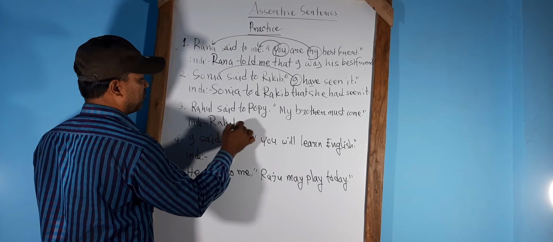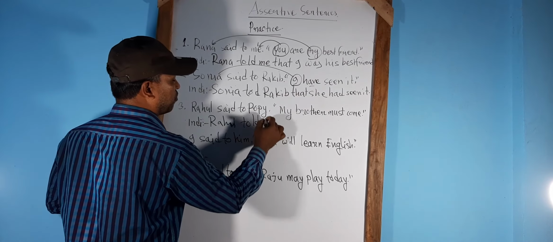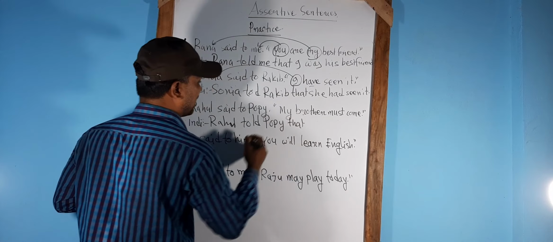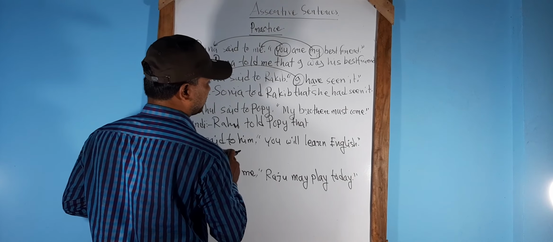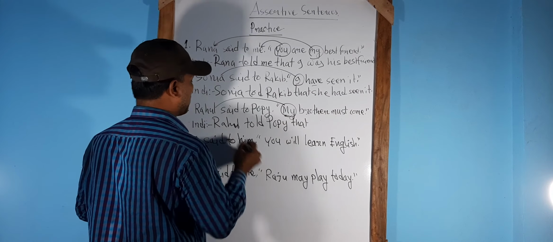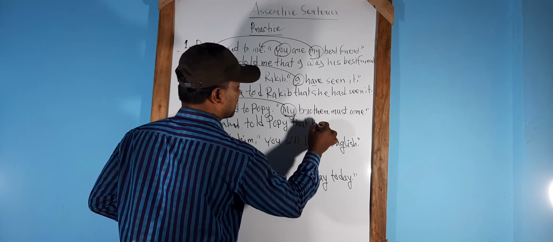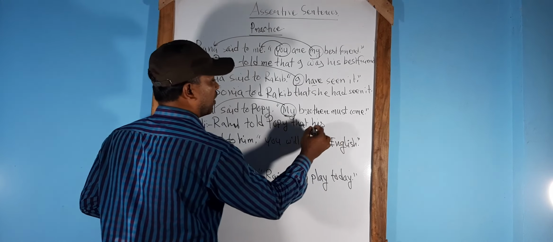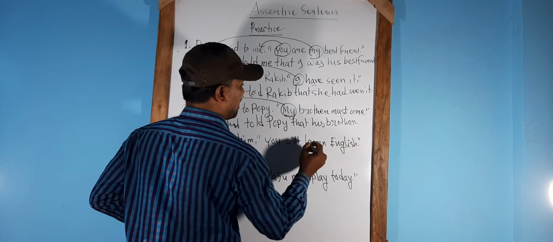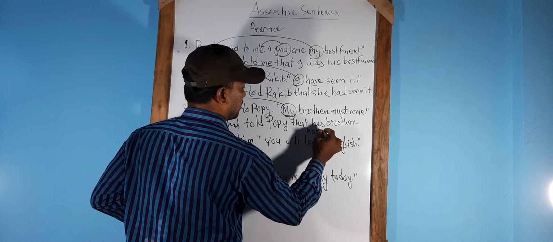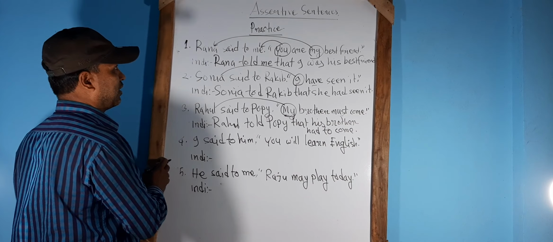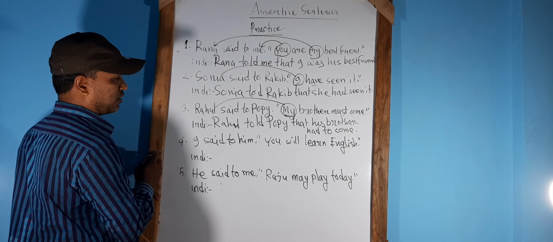Now, the third sentence. Ruhul told Poppy that. To delete the inverted comma, there will be that as this is an assertive sentence. My will indicate the subject. So the possessive form of Ruhul is his brother. If we get must, there will be had to. Come.